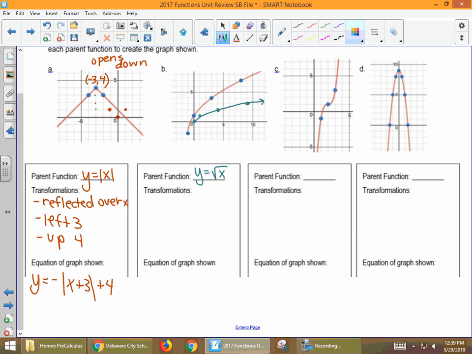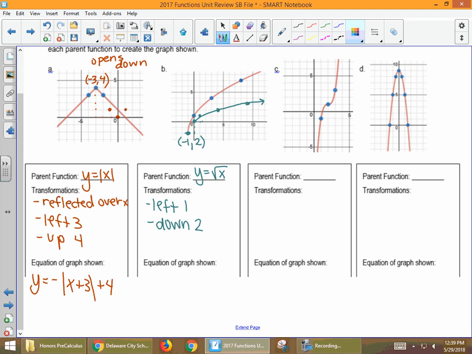So let's see what's happened to square root of x here. I see that my first point, the starting point for the transformed function, is left 1, down 2. Since that's (-1, -2), it's left 1, down 2. The other thing happening here is this looks taller than normal. So this is going to be a vertical stretch. And you can see the difference here. Usually, as I drew the parent function, we go over 1, up 1. Here we're going over 1, up 3.